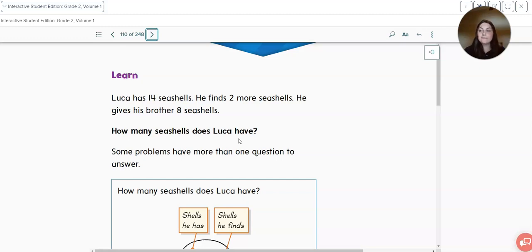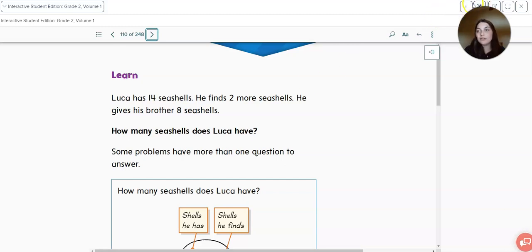So Luca has 14 seashells. He finds 2 more seashells. He gives his brother 8 seashells. How many seashells does Luca have? So this right here, how many seashells does Luca have? That is the question we're trying to answer, okay? So how many does he have in the end?